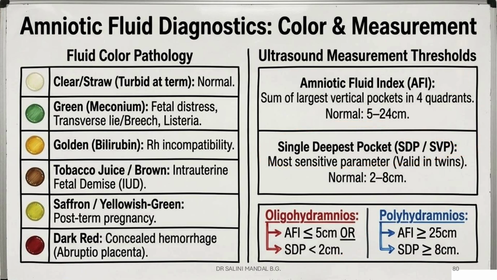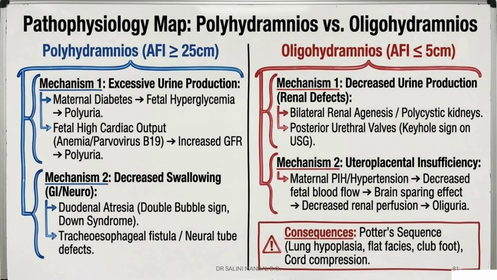If it is polyhydramnios, the greater value we take. Amniotic fluid index should be more than 24, and single deepest pocket should be more than 8 centimeters. So more than 24 or 25, and more than 8 centimeters gives you polyhydramnios, but less than 5 centimeters and less than 2 centimeters gives you oligohydramnios. Now a little bit of oligo and poly. In polyhydramnios there are two mechanisms: either increased urine production or decreased swallowing.